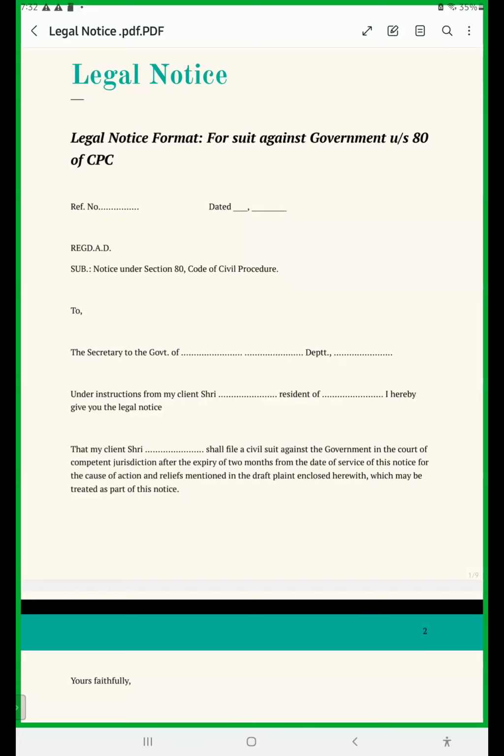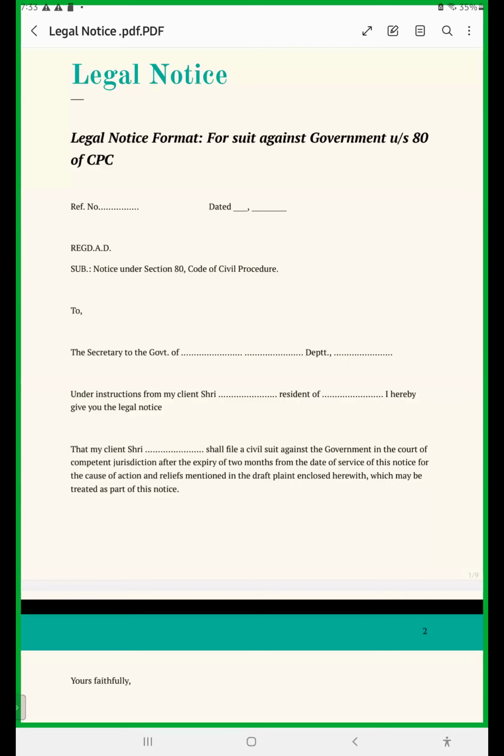Yes. So the first format which we have made, as I am again saying to you, is under Section 80 of the Civil Procedure Code. Okay, so its subject will also read: Notice under Section 80 of the Code of Civil Procedure. You will not write it as an application to the court and so on; you will directly write: Notice under Section 80 of the Code of Civil Procedure. Okay, so the reference number will be given, we need to write the date, and Registered AD.